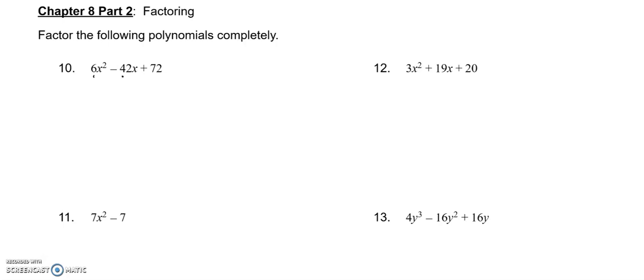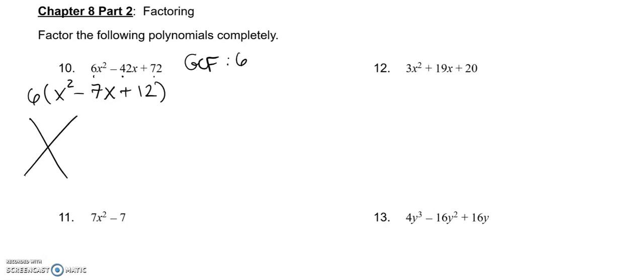And what do you know? 6, 42, and 72 are all divisible by 6. So I'm going to factor out the GCF, which is 6. And it's going to leave us with x squared minus 7x plus 12. Now for factoring, let's see. I'm going to ignore this 6. The GCF we don't really have to think about. Just make sure that it's attached at the end.